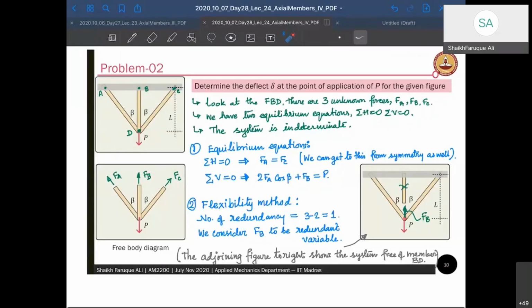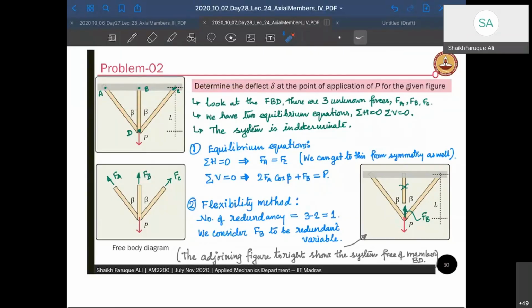We have another problem here. The simpler version of this problem is given in your assignment, and we have solved it also in the last class with only two members, two bars, right? So we had only this bar and this bar. We did not have this bar. Okay, now we have that bar also. So is it a determinate problem or an indeterminate problem? Let us first look at that. So how many members do we have? We have 1, 2, 3 members.